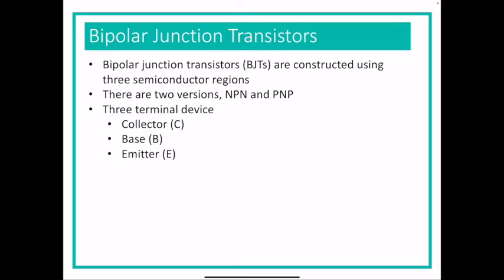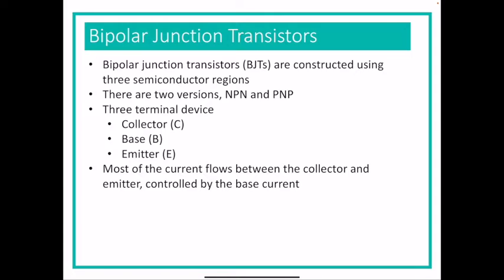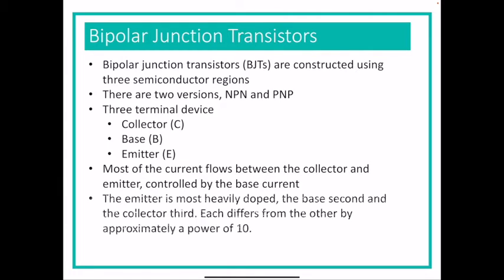But the way it's controlled is different. The MOSFET was controlled by voltage at the gate. The bipolar junction transistor is often controlled by the current going into the base. So unlike a MOSFET, there is current going into the base of this device. The emitter is the most heavily doped, then the base second, and the collector third. So unlike a MOSFET, it's different. It really can't be turned around backwards. It wouldn't work the same way at all.